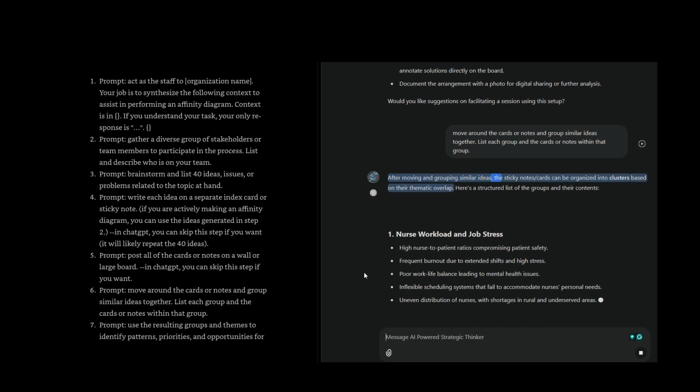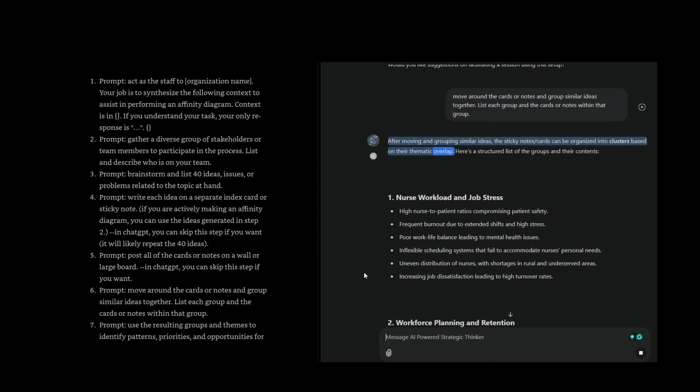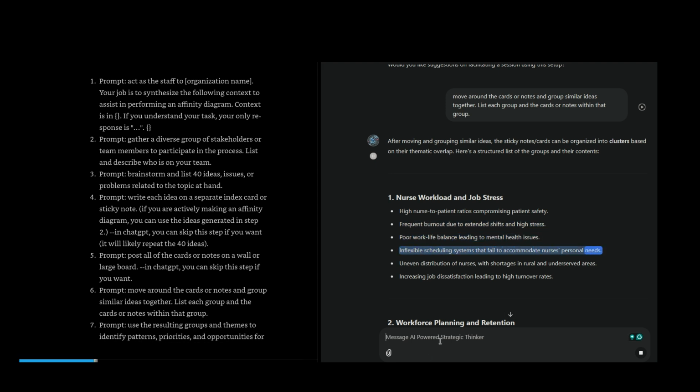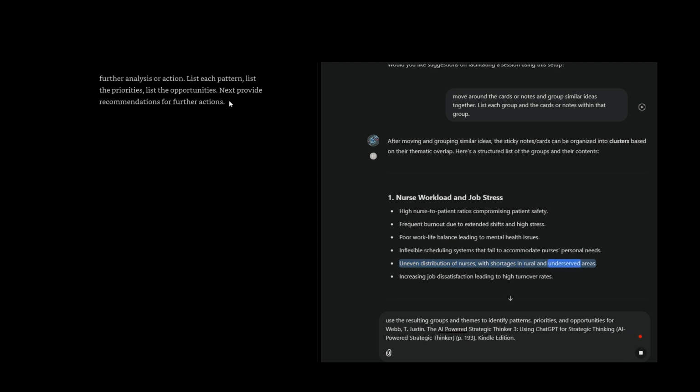After moving and grouping similar ideas, the sticky notes cards can be organized into clusters based on their thematic overlap. Here's a structured list of the groups and their contents. 1. High nurse-to-patient ratios compromising patient safety, frequent burnout due to extended shifts and high stress, poor work-life balance leading to mental health issues, inflexible scheduling systems that fail to accommodate nurses' personal needs, uneven distribution of nurses with shortages in rural and underserved areas, increasing job dissatisfaction leading to high turnover rates.